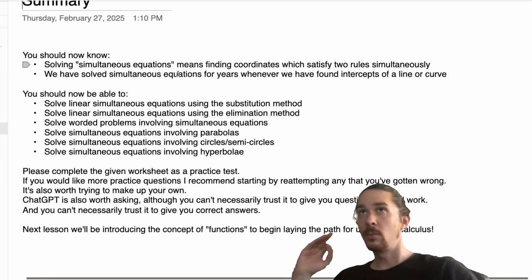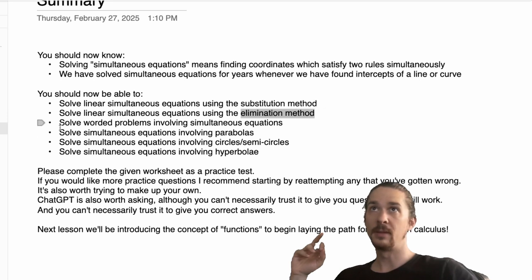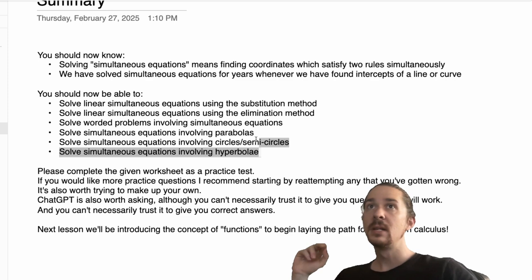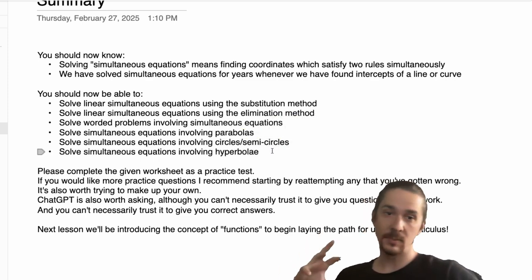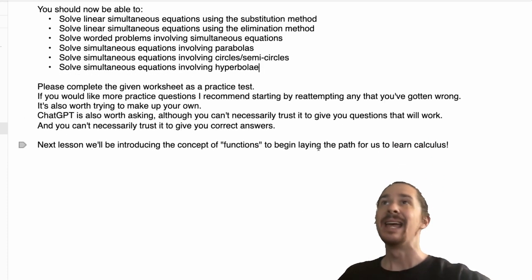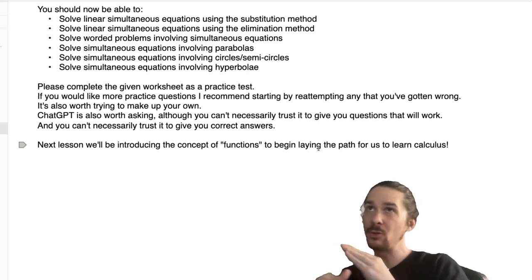You should now be able to solve linear simultaneous equations using the substitution method or the elimination method. Similarly, you should be able to solve worded problems involving simultaneous equations. You should be able to solve simultaneous equations involving parabolas, semicircles, circles, hyperbolae, all of those non-linear shapes we looked at. For this week, please complete the given worksheet as a practice test. If you would like more practice questions, I recommend you start by reattempting any that you've gotten wrong.